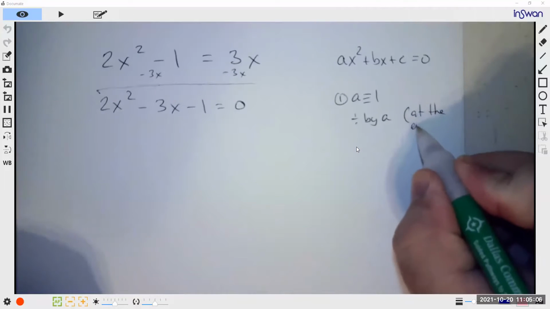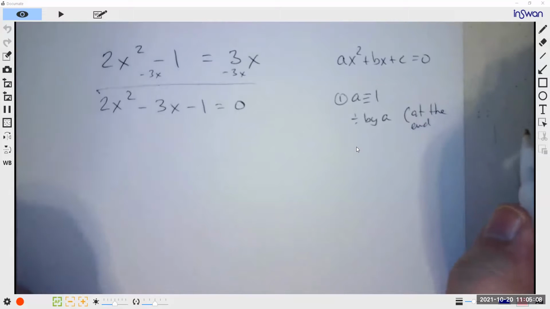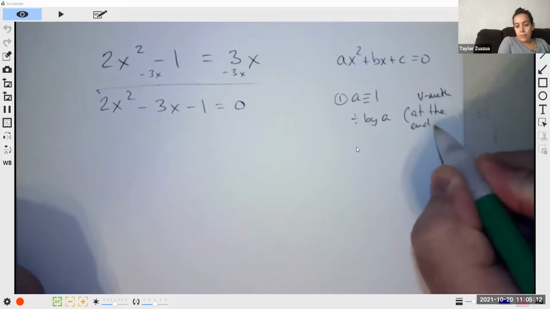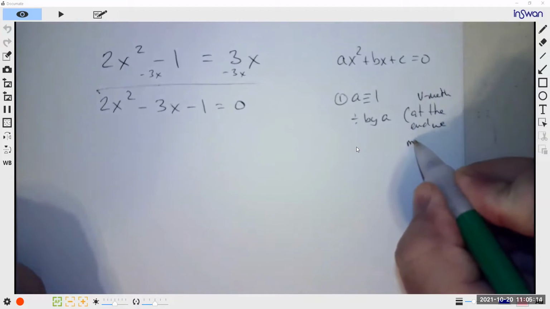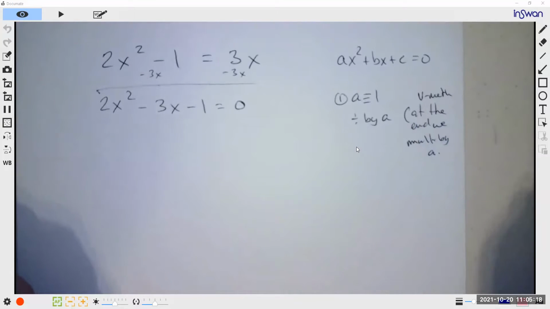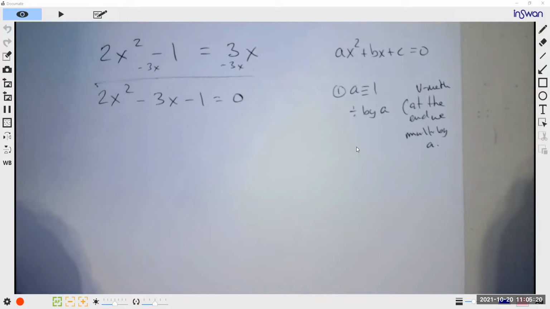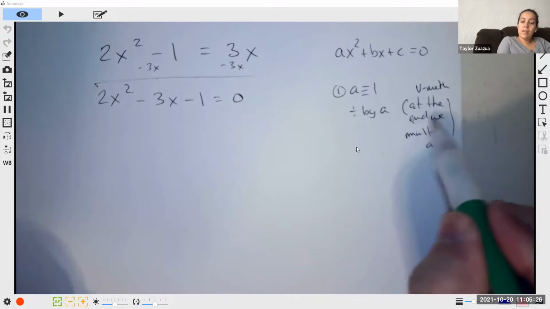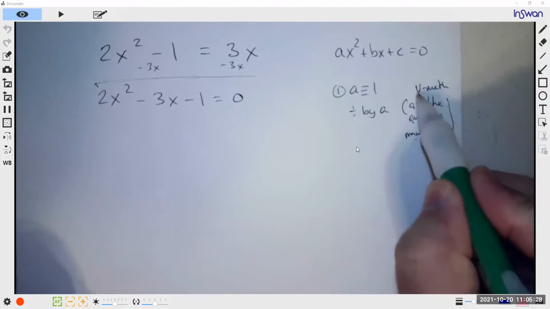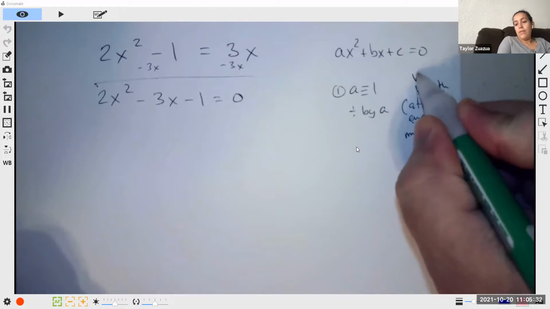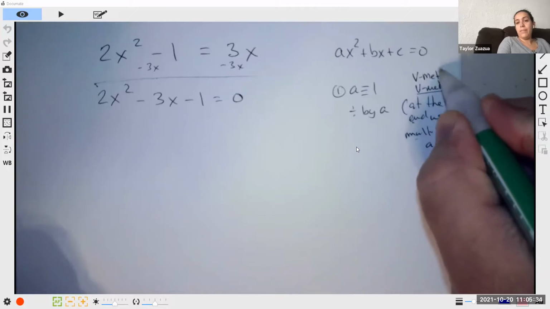If we're doing the vertex method, at the end we multiply by A. I'll show you when we get there. As we said, at the end we multiply by A if we're doing the vertex method. Gotcha. So that's the vertex method, VM.